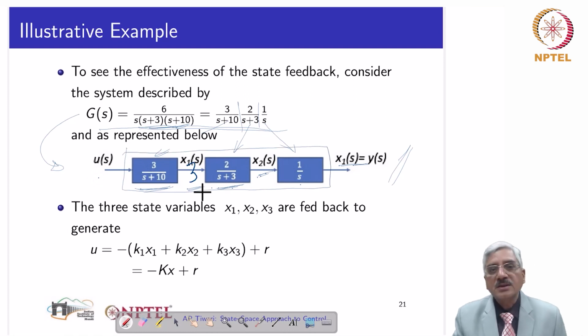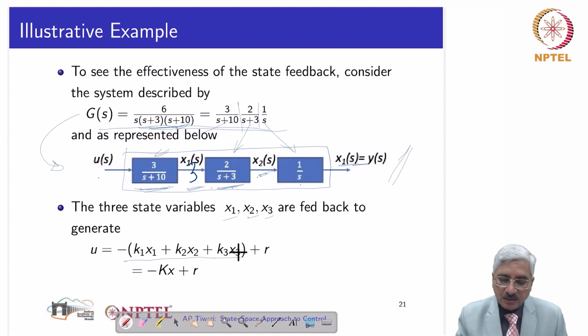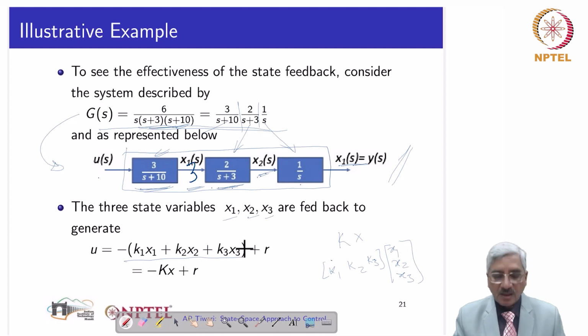These are internal to the system. So x1, x2 and x3 are the internal variables of the system, and they are state variables. They are being fed back through the state feedback control law, which is this. K times x in this case is k1, k2, k3 times x1, x2 and x3. So that gives k1 x1, k2 x2 and k3 x3. This is the control law.